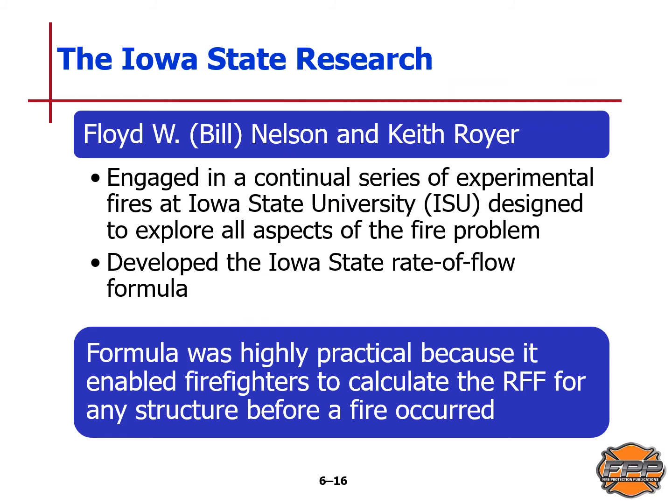There are two men, Floyd W. Bill Nelson and Keith Royer, who engaged in a continual set of experimental fires at Iowa State University, designed to explore all aspects of the fire problem. They developed the Iowa State rate of flow formula, and this formula was very practical because it enabled firefighters to calculate the RFF for any structure before a fire occurred. So you start to see the connection between fire inspections and getting to know your area of response prior to anything happening, so that when you roll up on a building, there's a pre-incident plan in place.